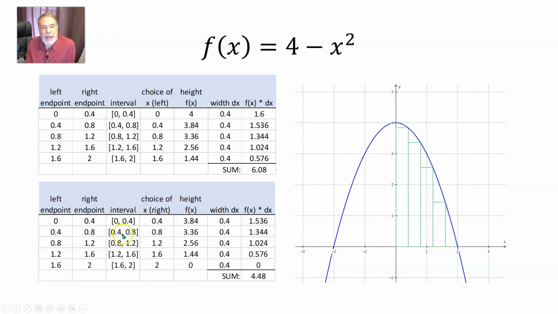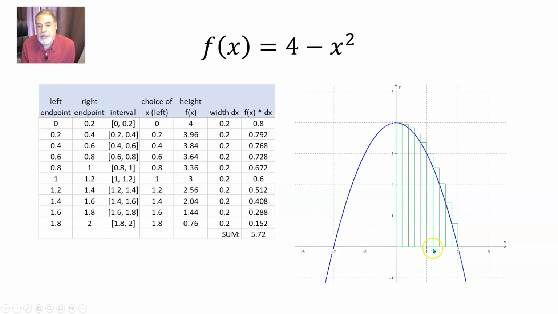If I use the right endpoints to plug in and calculate the heights of the rectangles, they would fit underneath the curve. I would get a total area of 4.48. So now I've narrowed down the area under the curve to somewhere between 6.08 and 4.48. I can narrow it down further by dividing this up into more subintervals that are narrower.